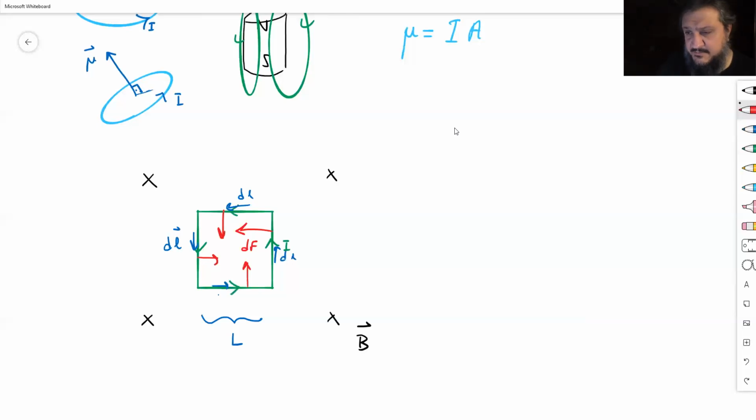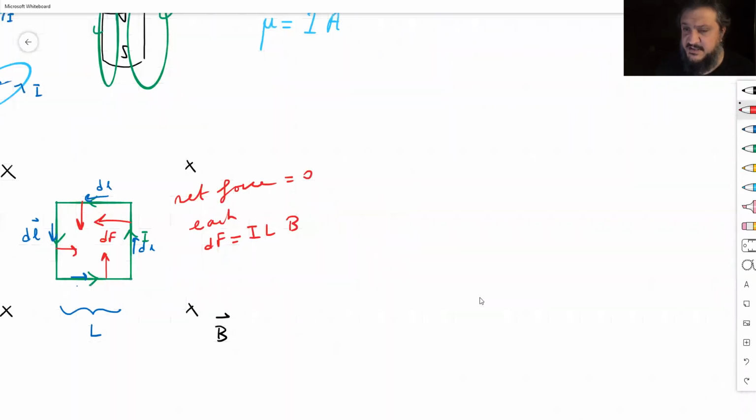So what is the net force then? 0, right? Net force is 0. So each dF in magnitude would be equal to I times L times B. And since they're opposing in the horizontal and vertical directions, if you add them up, you get 0. So there won't be any net force. It will be 0 for this case. Okay, not that exciting. Let's change the magnetic field. Let's keep the loop the same. It's still a rectangular loop.